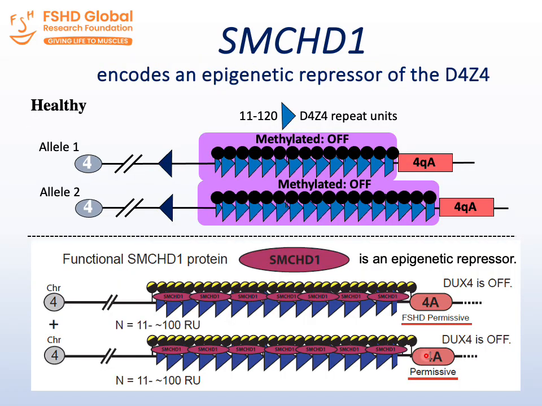So the key, of course, in FSHD2 is the SMCHD1 gene, and this is an epigenetic repressor of the D4Z4. Remember, we just talked about how healthy chromosome 4s are epigenetically off. Well, that's what SMCHD1 does. It actually helps set up this repression arrangement at the D4Z4 locus.